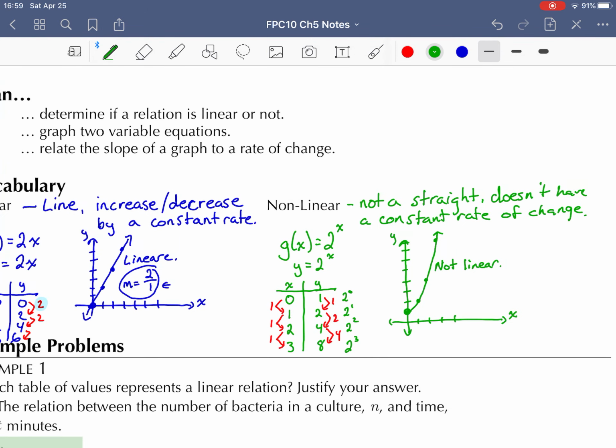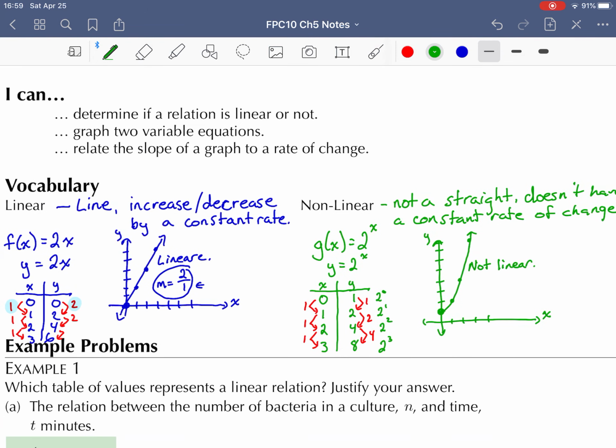All right. So you should now be able to tell, especially from the graph, if a relation's linear or not. We did graph both of these in two variable equations, and we did relate the slope of the graph, of our blue graph over here, to its rate of change.